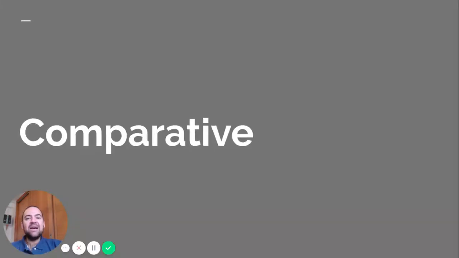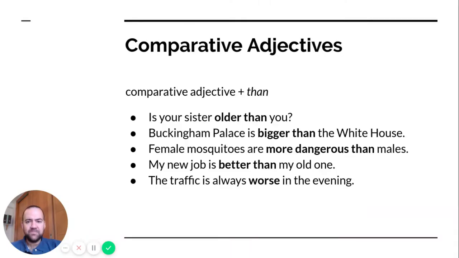Okay, so let's check out some of the rules for spelling and making comparative adjectives. When we write a sentence with a comparative adjective, we always put than with it. There are some exceptions, but we put the comparative adjective and than. So, is your sister older than you? Buckingham Palace is bigger than the White House. There are two places, Buckingham Palace and the White House.